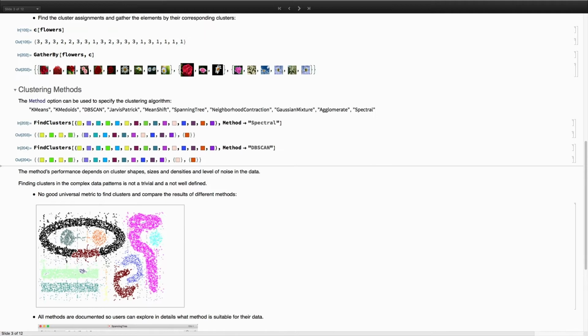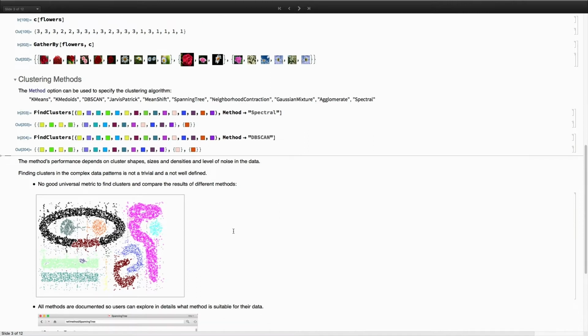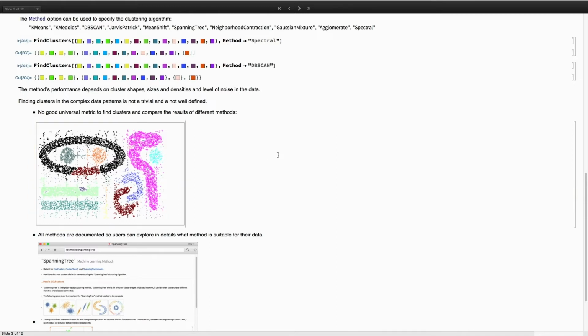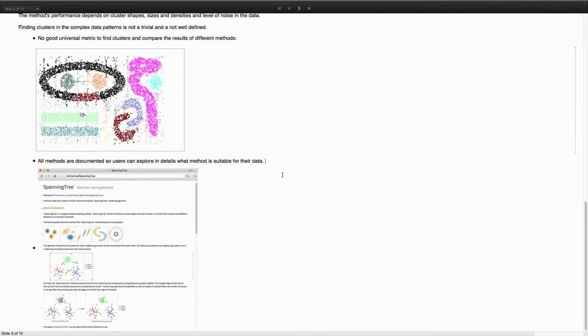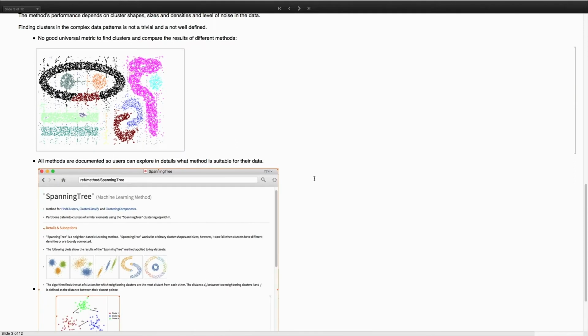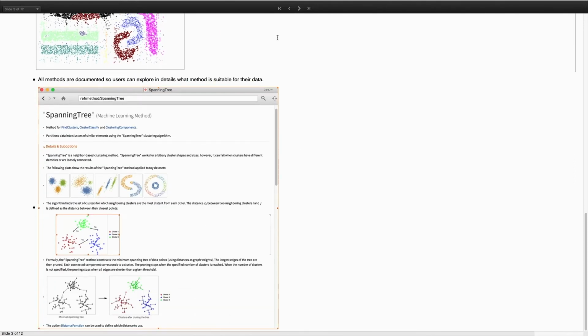In general, there is no good universal metric to compare the performances of different clustering methods. For instance, looking at this complex structure, we as humans who like to find patterns in everything might find different patterns, and different clustering methods might result in different clusters. All the methods in 12.1 are documented in detail, including the details of the algorithms, and users can go and look at different methods and choose the one that they think is best for their data.